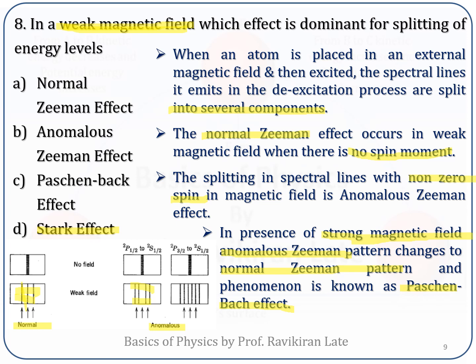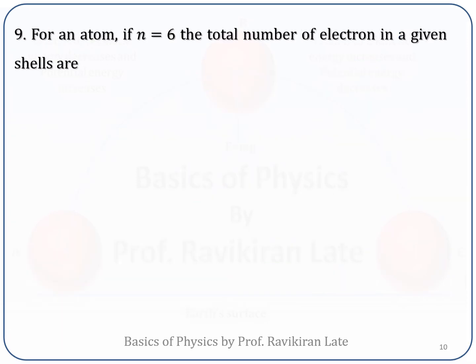So if you look at these options, it will be both the normal Zeeman effect and the anomalous Zeeman effect. But in this case, the spin component is not given, so we have to pick an answer which is more general. So it is the anomalous Zeeman effect, which I feel is the correct answer for this question, which is option number B.